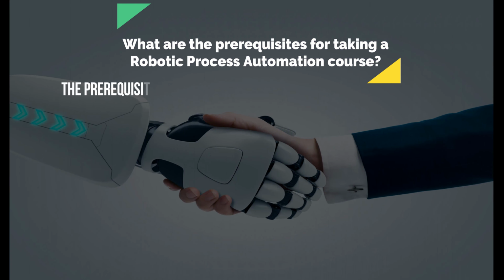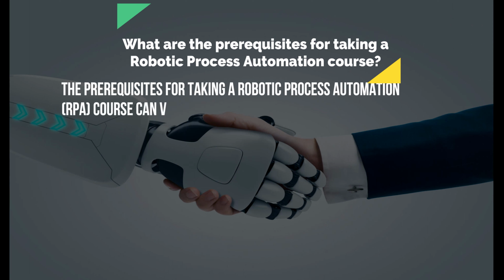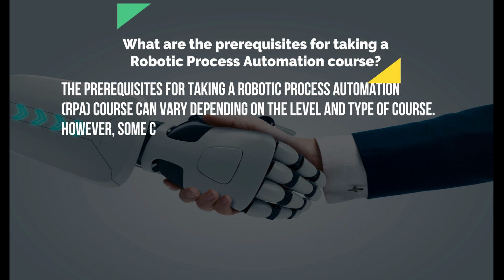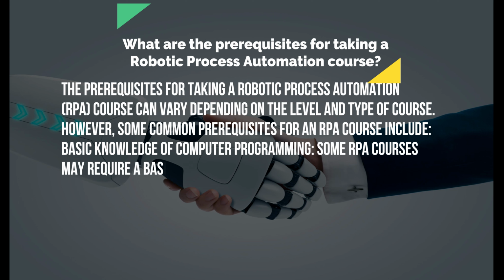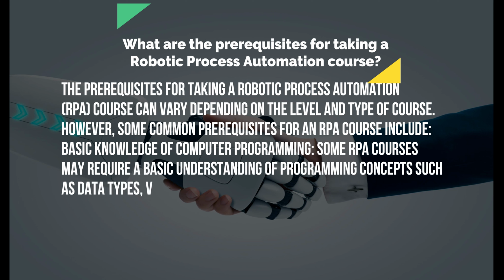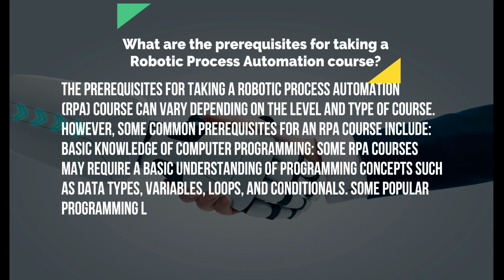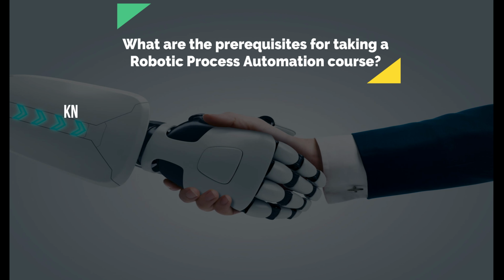What are the prerequisites for taking a robotic process automation course? The prerequisites for taking a robotic process automation (RPA) course can vary depending on the level and type of course. However, some common prerequisites for an RPA course include basic knowledge of computer programming. Some RPA courses may require a basic understanding of programming concepts such as data types, variables, loops, and conditionals. Some popular programming languages used in RPA include Python, Java, and .NET.